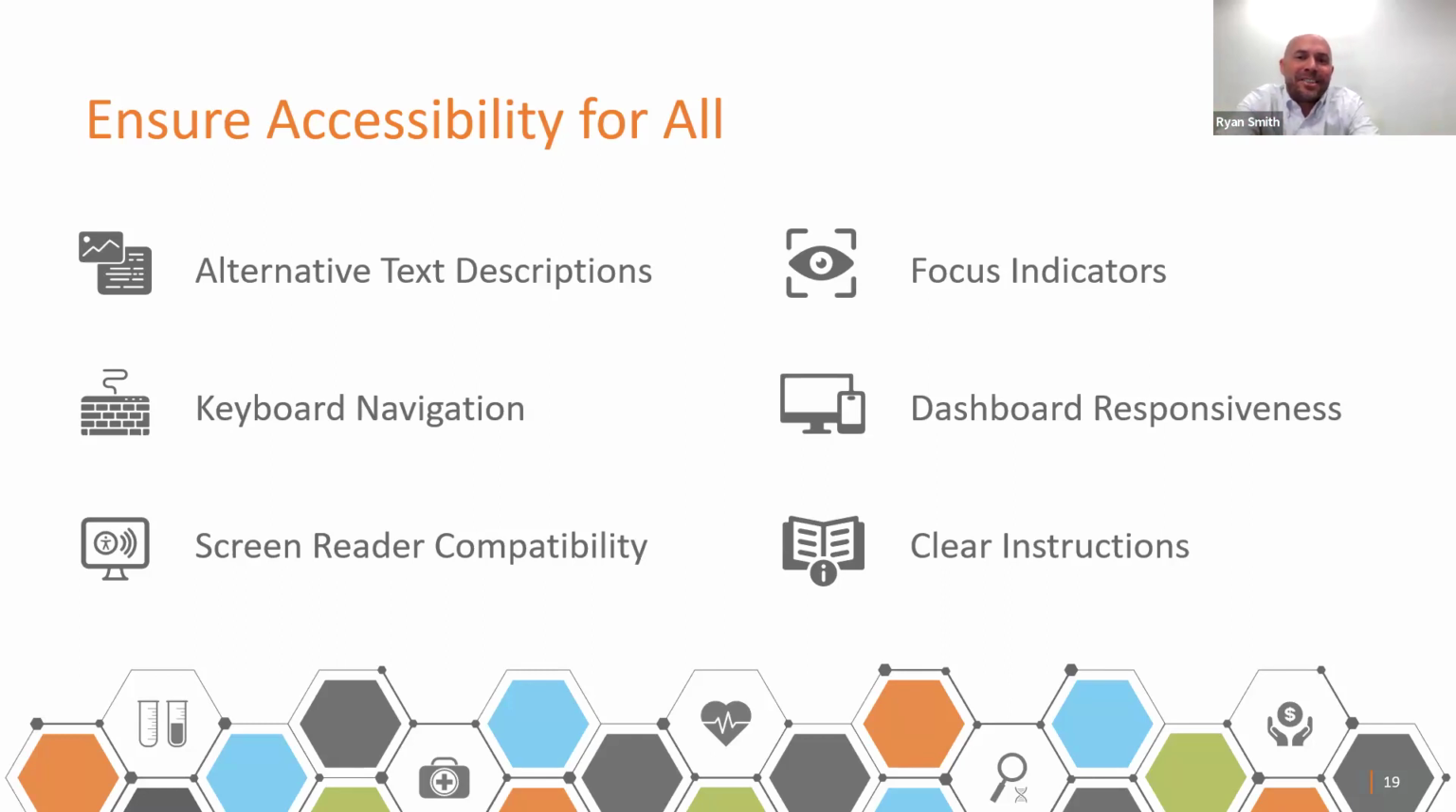Screen reader capability. So this is really testing with screen readers and ensuring users with visual impairments can access information through audio descriptions. Focus indicators. This really helps users with impairments understand where they are physically on the screen or the visualization. So it's essentially highlighting. And this is also something you set up within the tool or program you're using to build these out. Responsiveness, ensuring these visualizations and dashboards look good on all devices, and clear instructions.